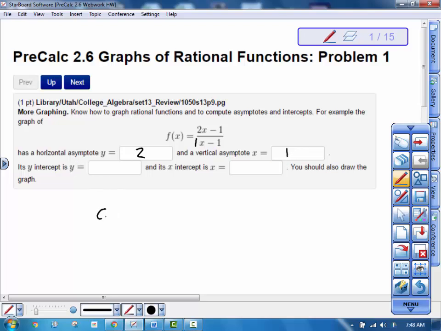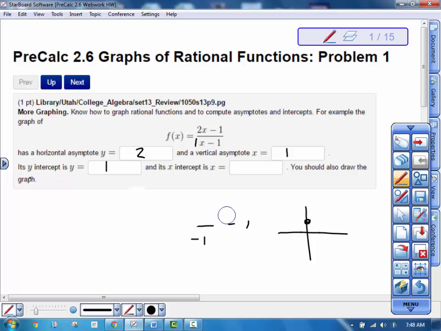The y-intercept is where x is 0, right? If you look at a graph, the y-intercept is where x is 0. So if you plug in 0 for x, you get negative 1 over negative 1, which is just 1. So 0, 1, the y-intercept is at 1 then.